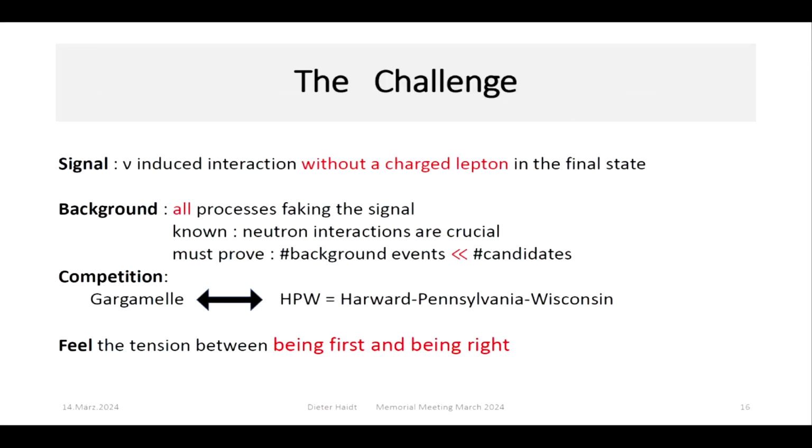Yes. The collaboration was very clear about the challenge they were given. The signal was obvious, an event where there is no charged lepton. It was also clear what the background is. So the challenge consisted in proving that the number of background events is small compared to the number of candidates. It was also known that an American group, the Harvard, Pennsylvania, Wisconsin group, was searching for the same effect, and so there was competition between them. So the collaboration felt very well the tension between being first and being right.